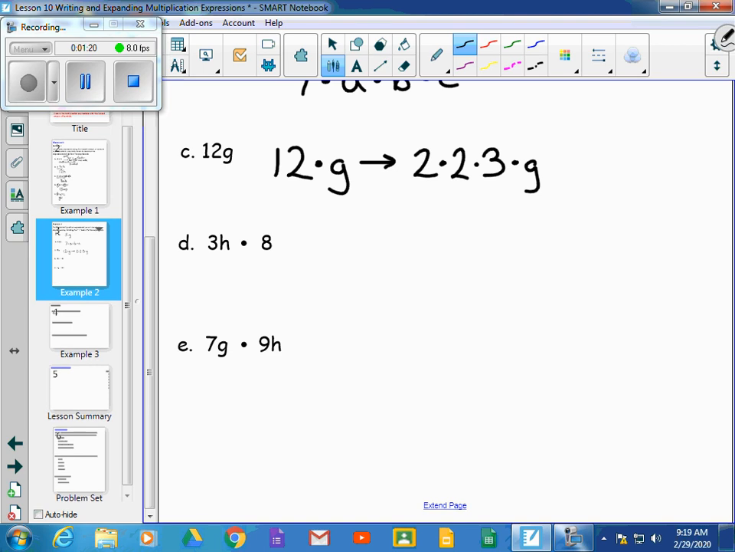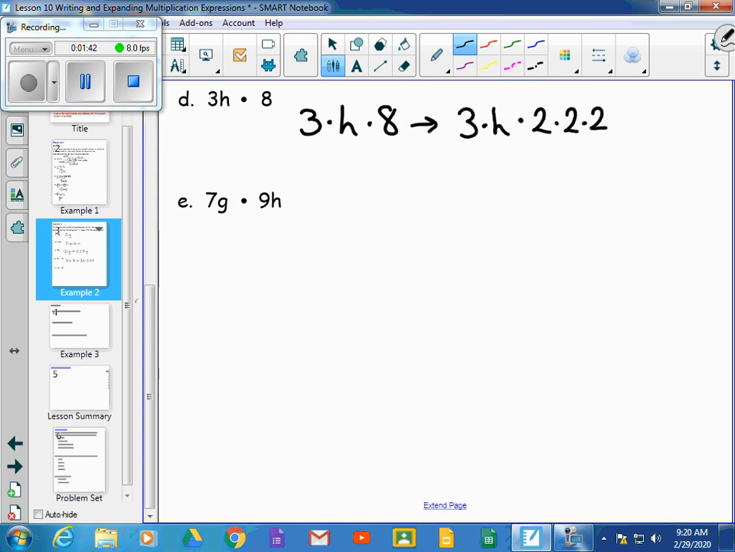In letter D, we can expand this into 3 times H times 8. But we can expand it out even further by saying 3 times H times 2 times 2 times 2. Because that 8 can be broken into 2 times 2 times 2.